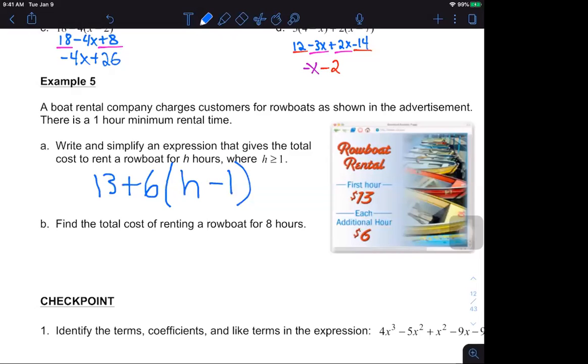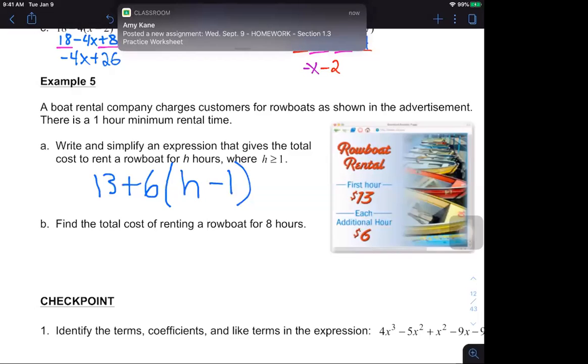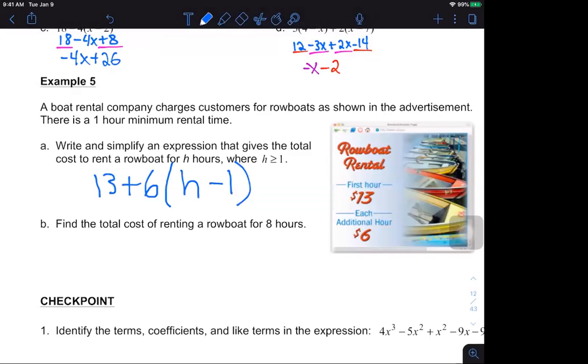Okay, and again, I'll just try to explain one more time that that first hour is at $13. We need to make sure that that's accounted for. So you take that away from your total hours. That's why we use H minus 1 in parentheses.